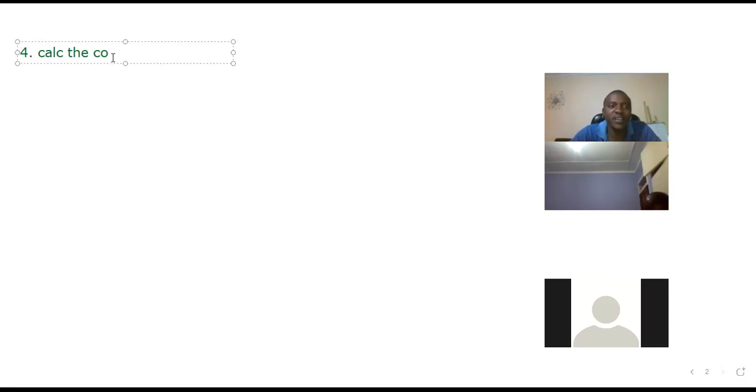Now, here's the thing. Calculate, guys, the contribution sales ratio. So there we go. The contribution sales ratio has a specific formula that we're supposed to use. If we are going to work out the contribution sales ratio, we will first work out the CS ratio.